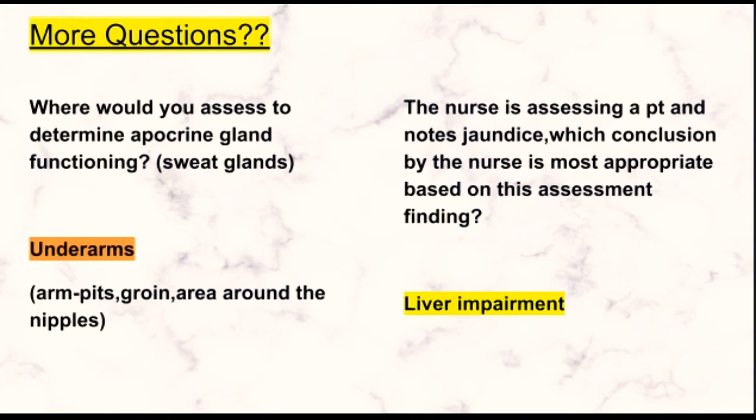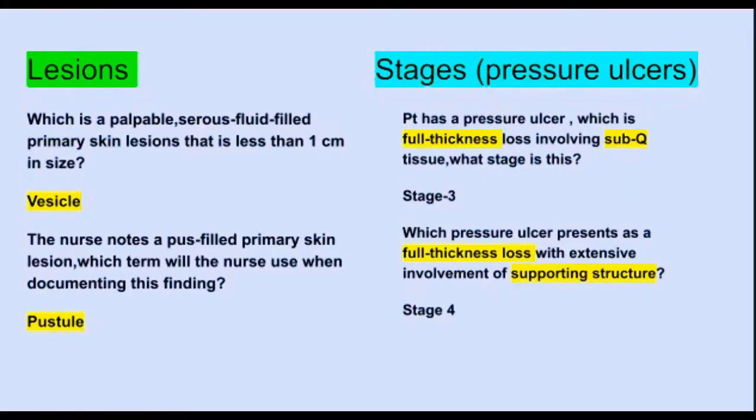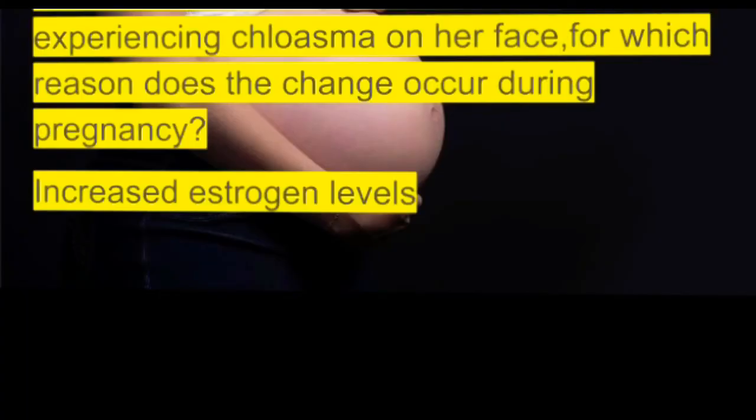Remember, on the vesicle it says serous filled. On the pustule it says just pus filled, not serous, which is a vesicle. So just remember pus filled, pus, and then pustule. The first three letters would be pus, pus filled, pustule. And then for vesicle, just remember serous filled, serous, vesicle, pustule.